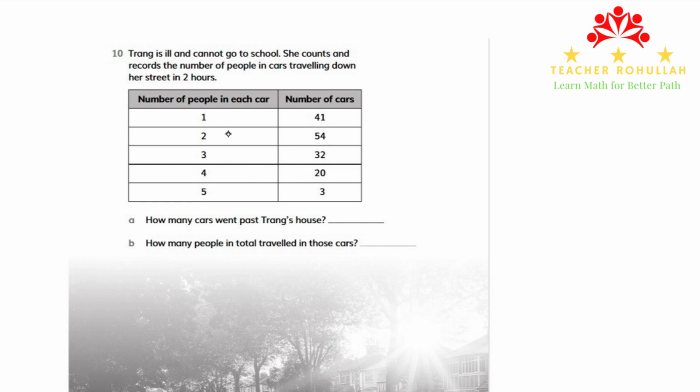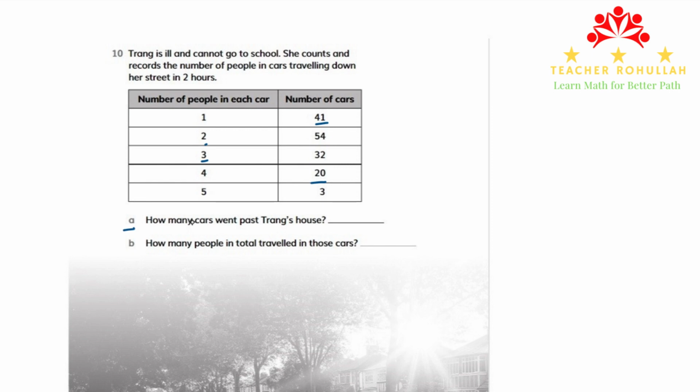So the number of people in each car could be 1, 2, 3, 4, and 5. The number of cars in which there was 1 person was 41. The number of cars in which there were 2 persons was 54. 3 persons, 32, 4 persons, 20, and 5 persons, 3. Now we have 2 follow-up questions.